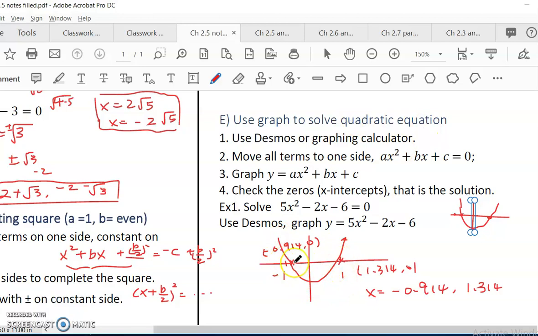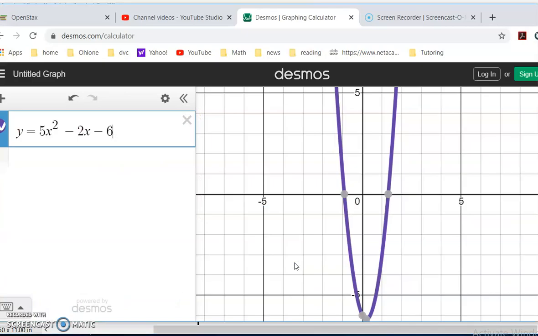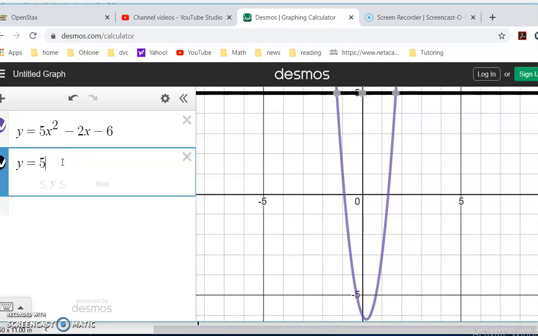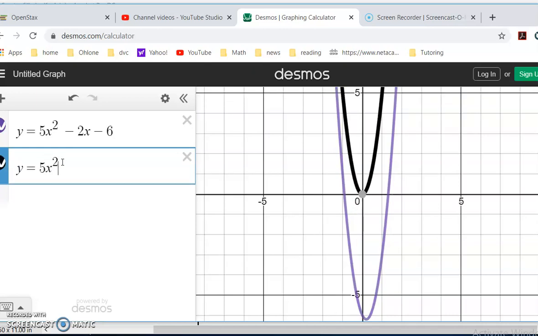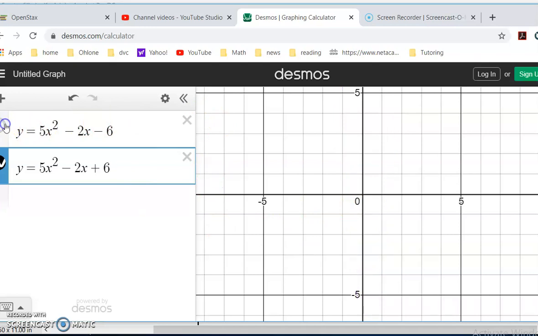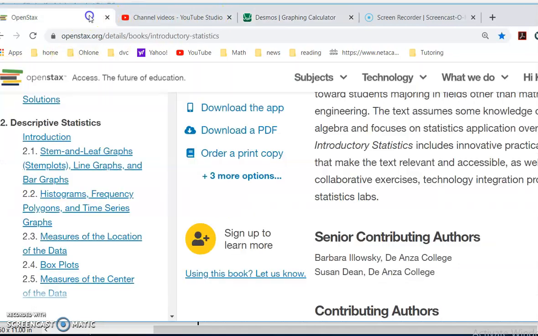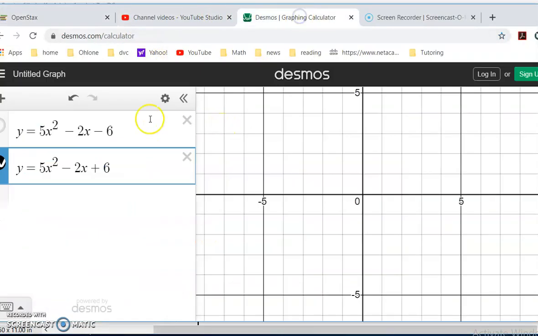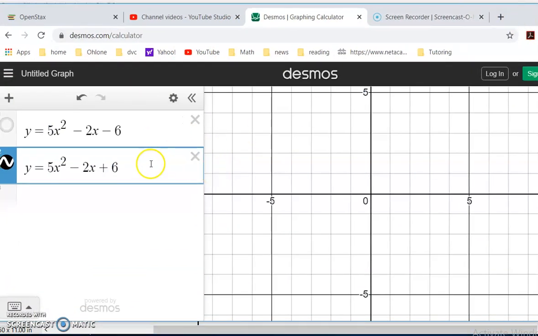Look at the x-intercept. Now what happens if they don't have an x-intercept? Can I still graph? Can I still solve it? Say, for example, I do 5x squared, actually earlier, I was trying to do this one. So I am going to go to my Desmos over here. I was trying to actually do a plus 6, but when I graph it, I can't see the graph. Where is it?